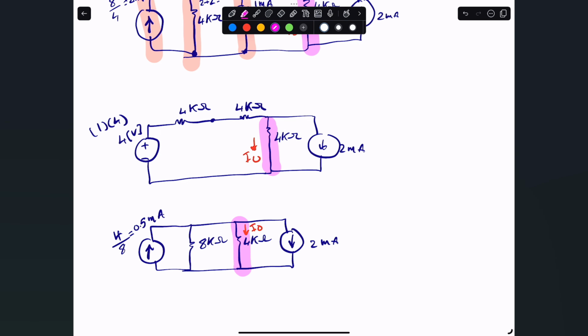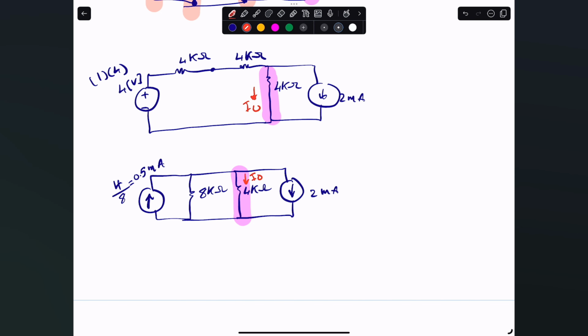So what's next? Let's combine these two sources together, and we'll keep that 8 kilo ohms. I'm not going to do any conversion. Combining these two sources together, I'll end up with 1.5 milliamp going downwards in parallel with an 8 kilo ohms, in parallel with a 4 kilo ohms, the one that we started with. And the current I'm interested in is I naught going downwards.